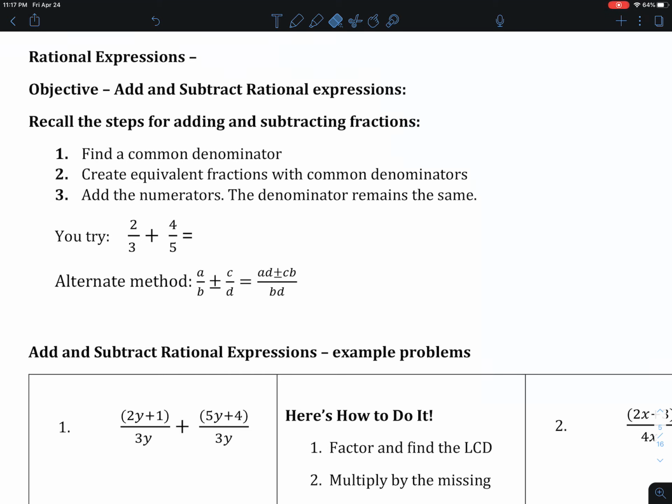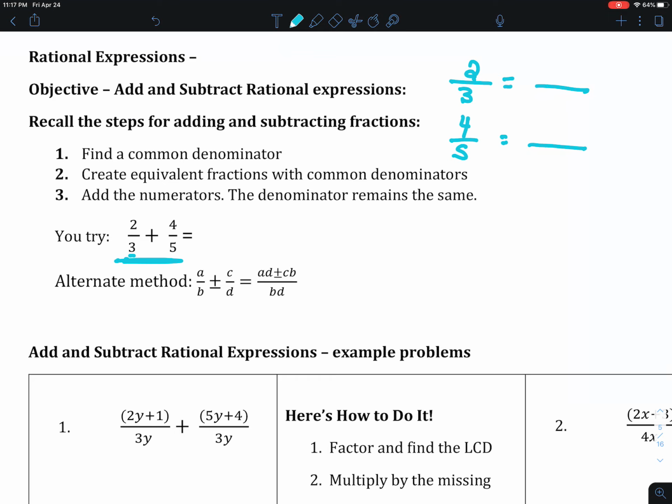So let's start with a very easy problem that you did in grade school. Let's say we have 2/3 plus 4/5. We have to find a common denominator before we can add. So we have to ask ourselves, what's the smallest number that both 3 and 5 will go into?